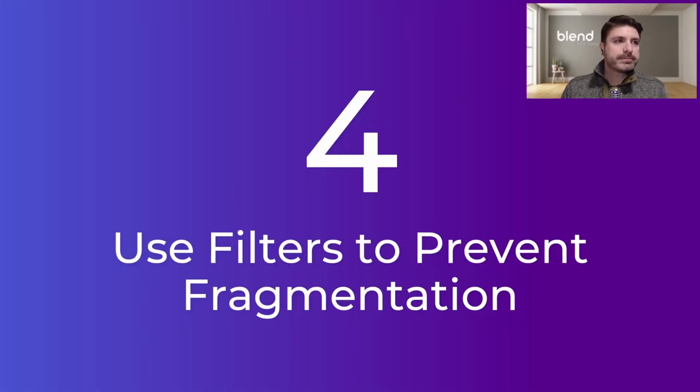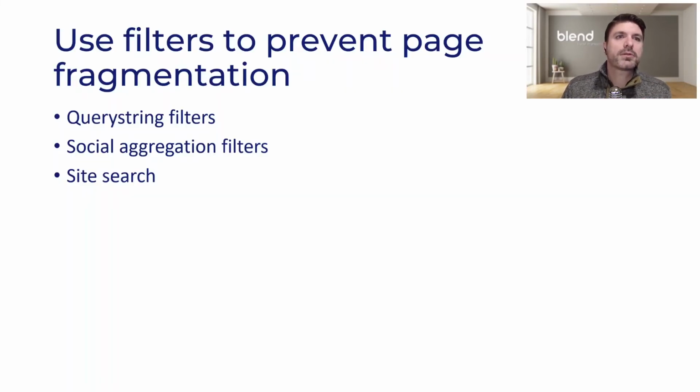Number 4, you can use filters to prevent fragmentation of your data. This is a time saver, but it also makes sure that you can understand your data quickly. There are 3 types of filters that we're going to look at: query string filters, social aggregation filters, and just turning on site search, which is a form of filtering itself.